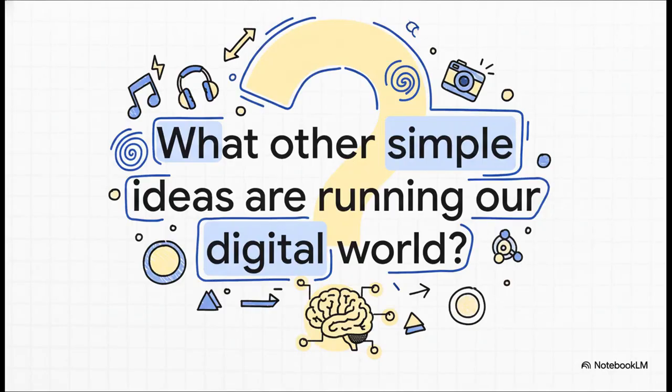So the next time you find a song or a photo on your device in a split second, you'll know. You'll know it's probably some clever divide and conquer trick working its magic behind the scenes. And it kind of makes you wonder, doesn't it? What other beautifully simple but incredibly powerful ideas like this are quietly running our entire digital world?